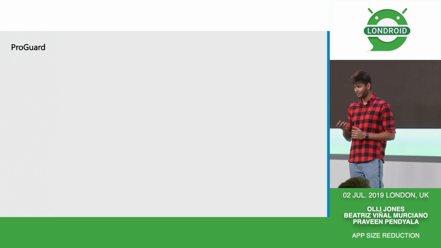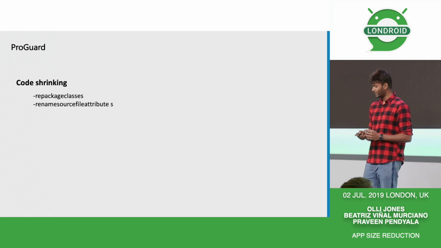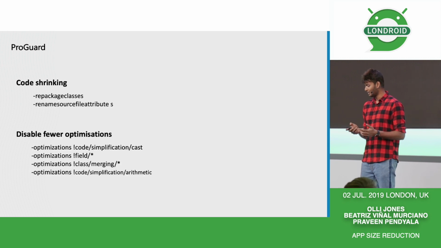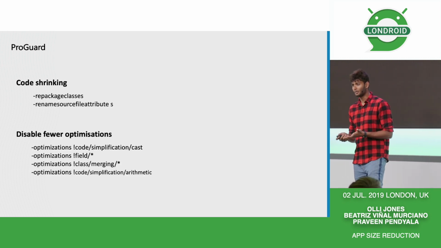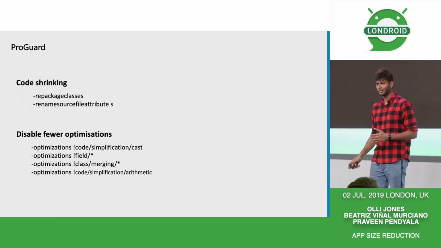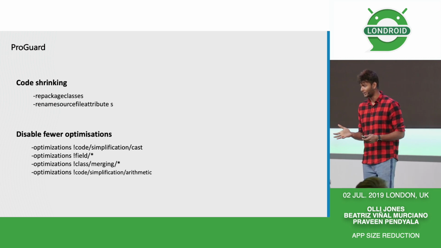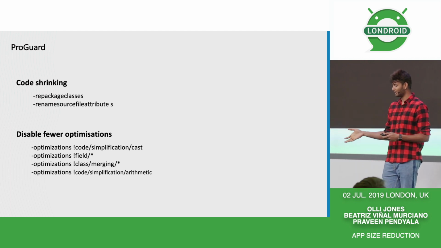Now, digging through the documentation, we found a couple of nice flags that helped with code shrinking. And again, in general, disable as few optimizations as you can so that it keeps up with good size. These 4 flags that you see here are the default flags that are disabled as part of the Android standard ProGuard file.